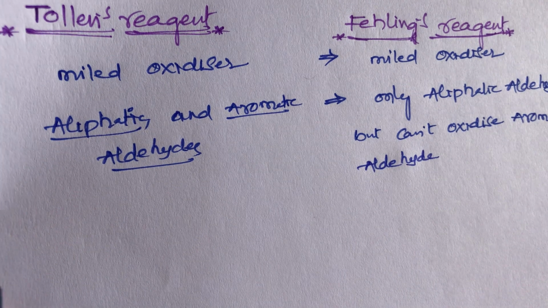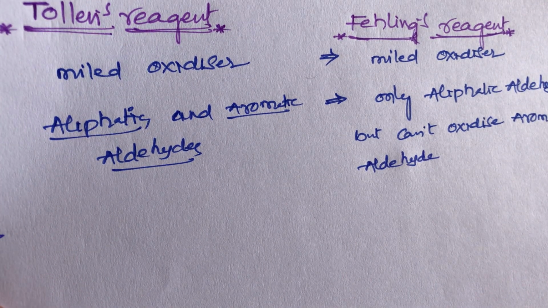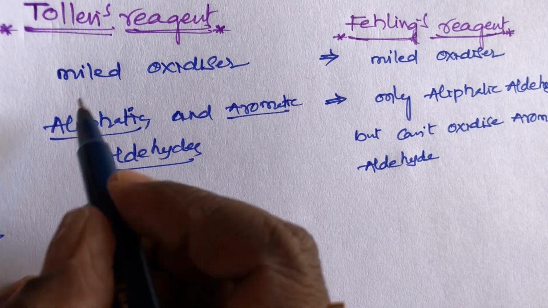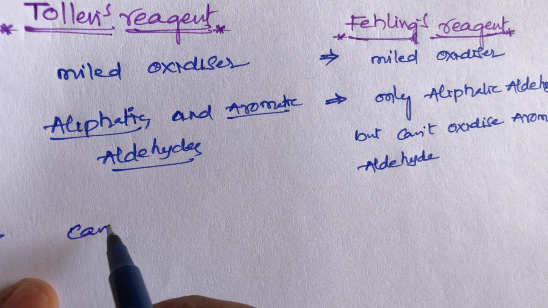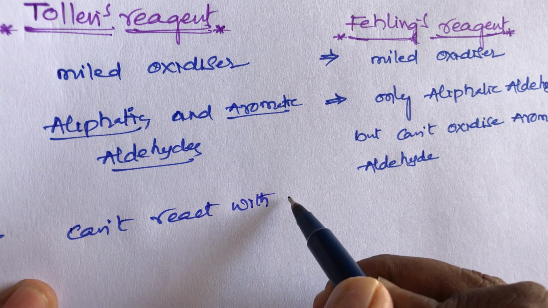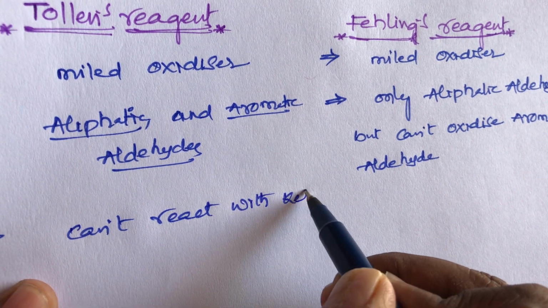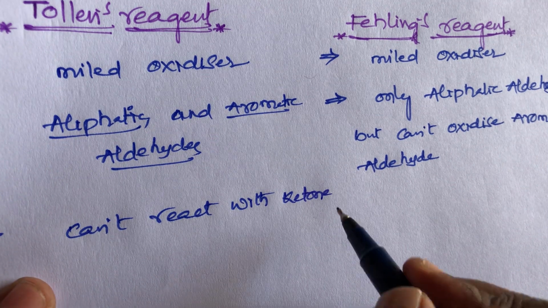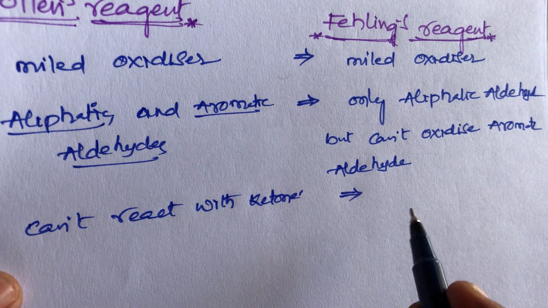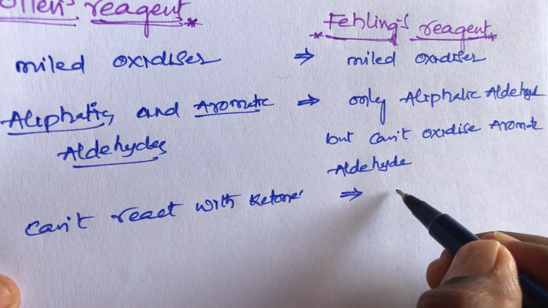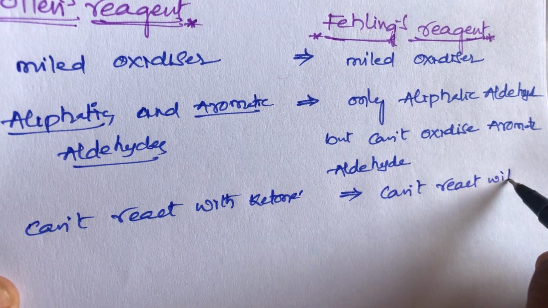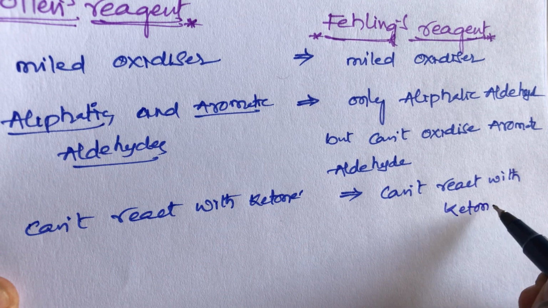Now the third point, students: Tollens reagent cannot react with ketones. And Fehling's reagent also cannot react with ketones. It is very important.